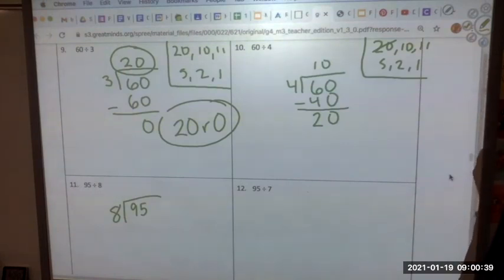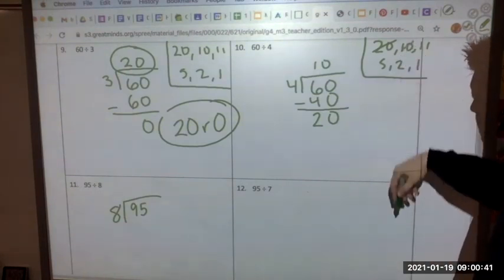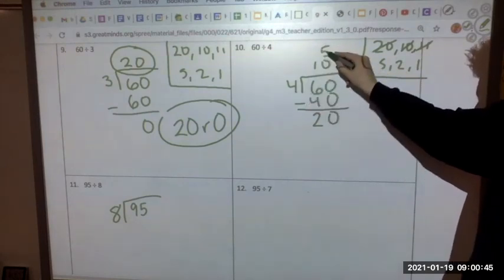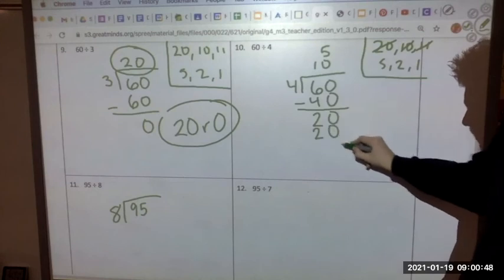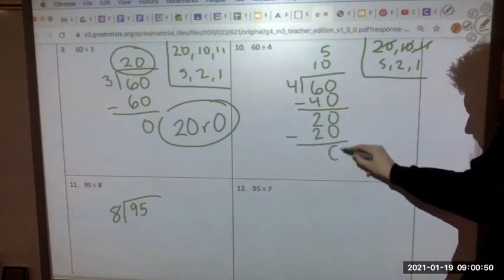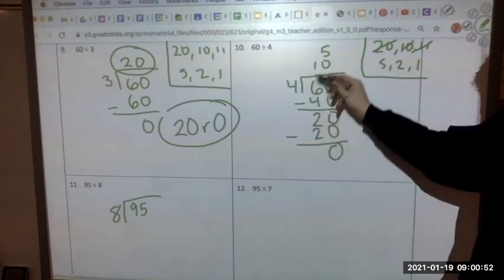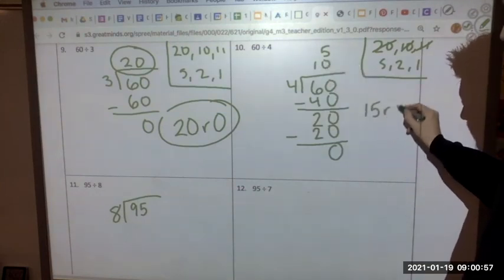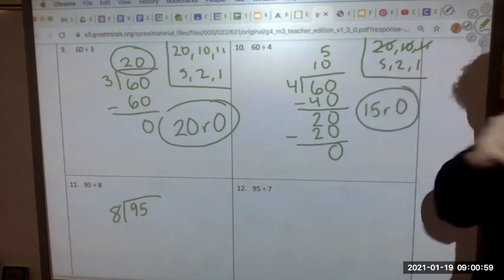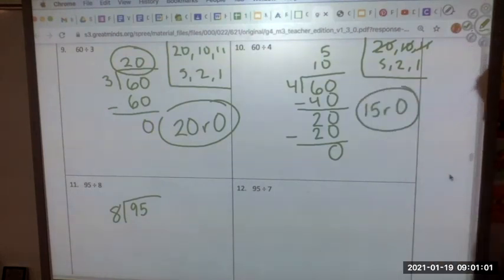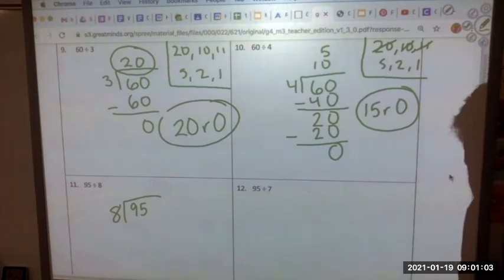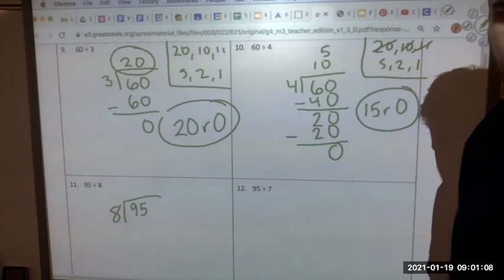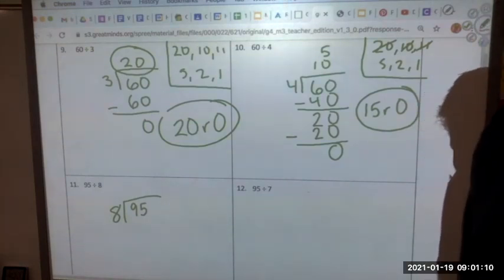So 4 times, not 10, not 11, try 5. 4 times 5 is 20. Subtract. Nothing left over. My answer is right there, 15. 15, remainder of 0. You don't have to put remainder of 0. 0 is nothing, but it just helps me to remember to always write my remainder.